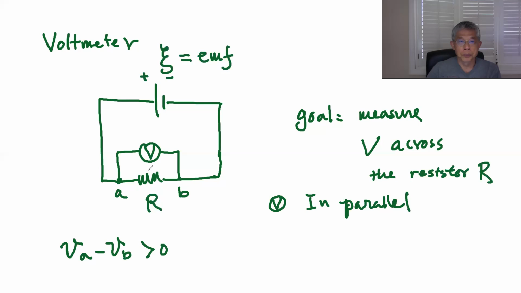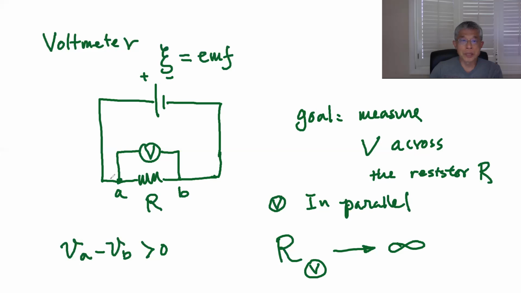So what else do I need to have for this voltmeter? How do I reduce the impact on the existing circuit? The resistance of the voltmeter needs to be close to infinity. When it's close to infinity, it's almost like you're cutting this, so when you cut this, it basically doesn't even exist anymore.